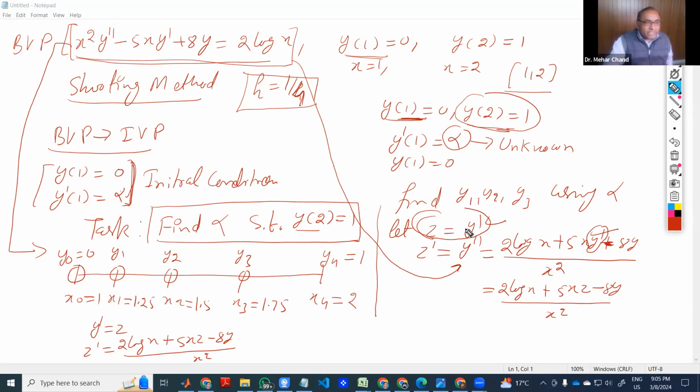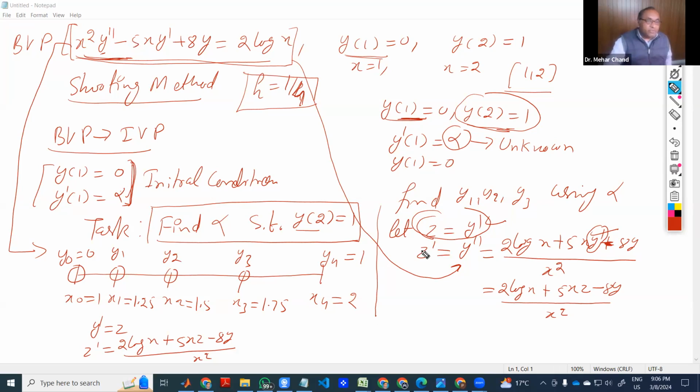So you can easily use this equation to get the value of y double dash, and in the place of y you can substitute. Okay, so this equation we need to reduce into initial value form, and corresponding to these two equations we also require their initial conditions.